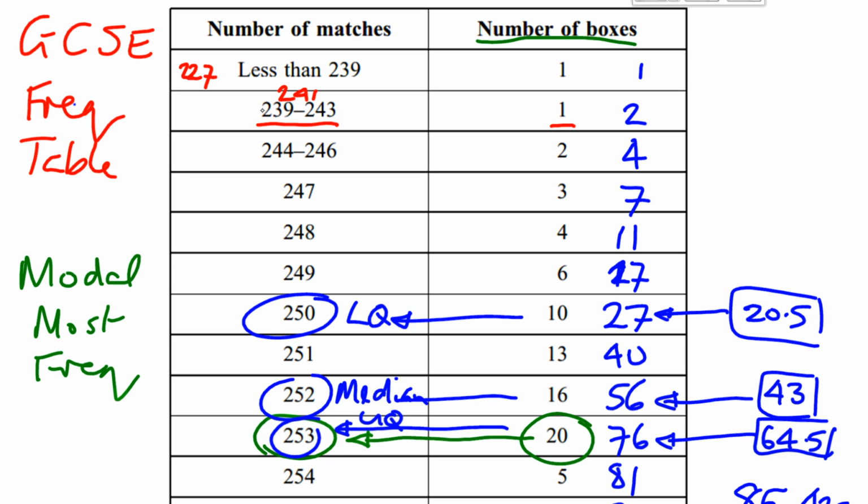Next one, our range is 239 to 243, so we need to find the midpoint of that. The best way is to find an average of those two numbers, and that's going to come out at 241.